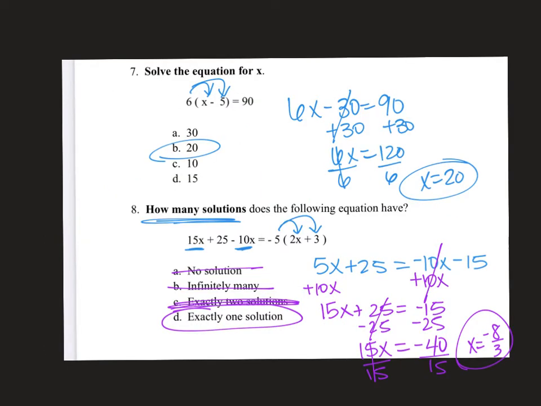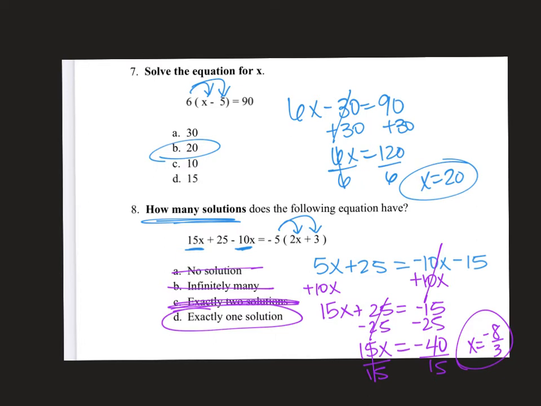All right, number 7 is actually more simple than the last two. So we've got to distribute, and then it goes right into a two-step equation. Here, when we distributed, we got 6x minus 30 equals 90. All you have to do is add 30 to get that 6x by itself. We get 120 on this side, and then divide out 6. It's going to give you x equals 20. And once again, if it asks you how many solutions it has, you would say 1.